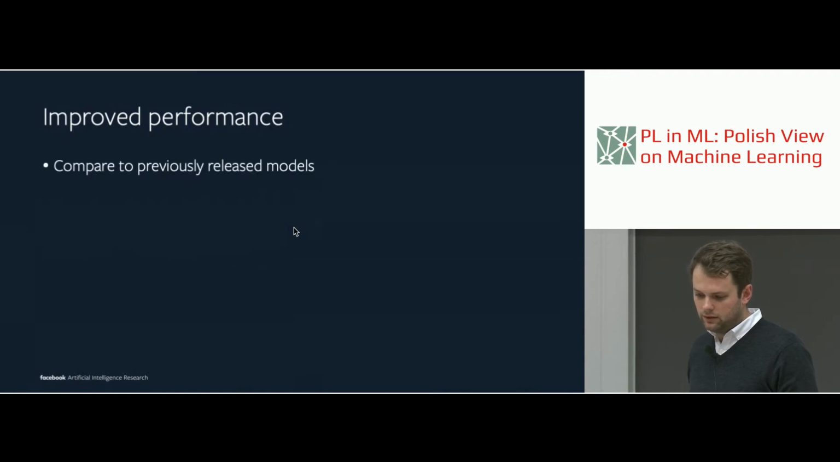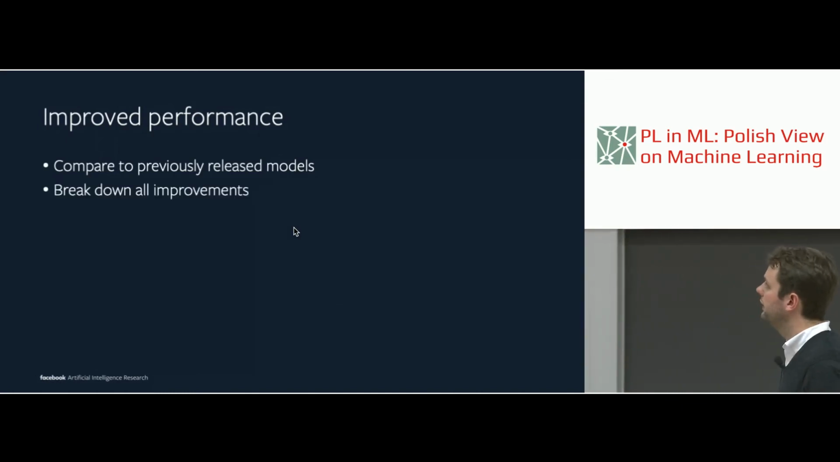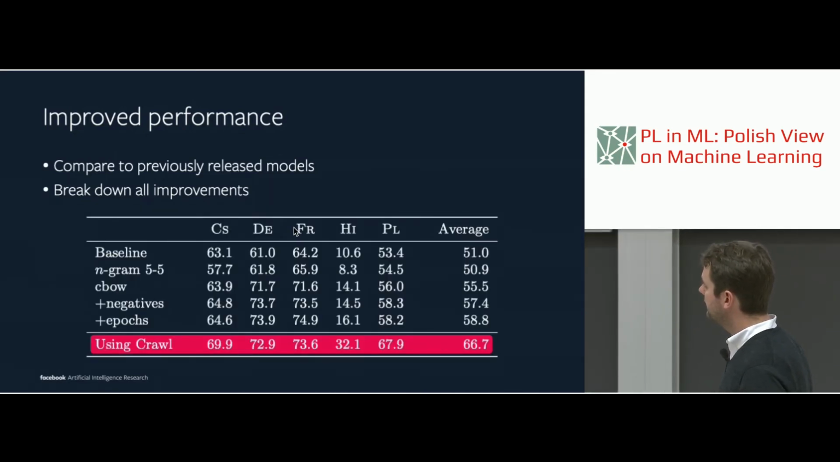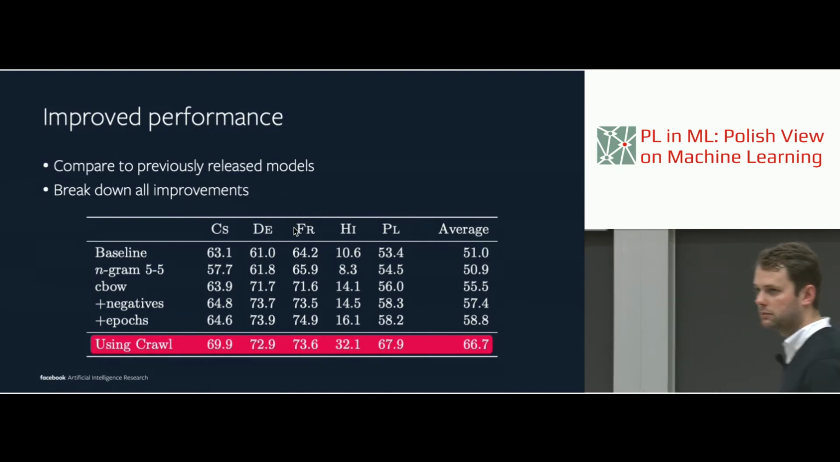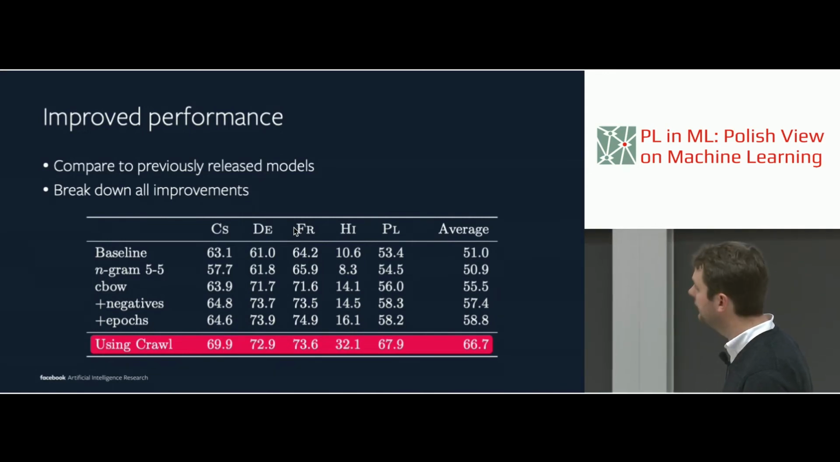So in the evaluation we did, we compared to the previous word vectors that were coming from the paper I described before, and we broke down all improvements that I described in the last few minutes. What we show is that on Czech, German, French, Hindi, and Polish, the word analogy improved drastically when we added the crawl data to training, with on average almost 15% improvement, and some minor improvements to the model, which were basically tweaking better the hyperparameters of the Subword paper I described before.